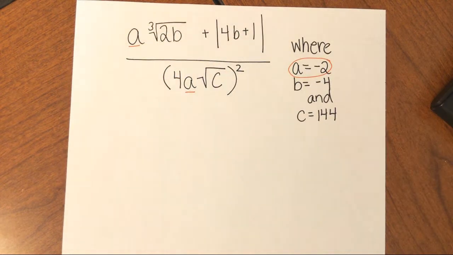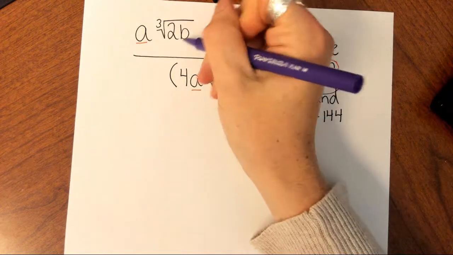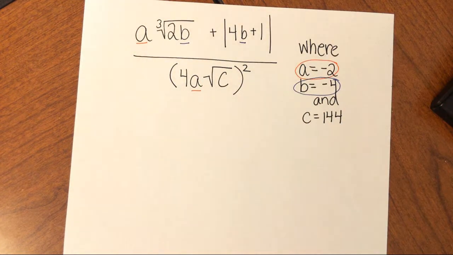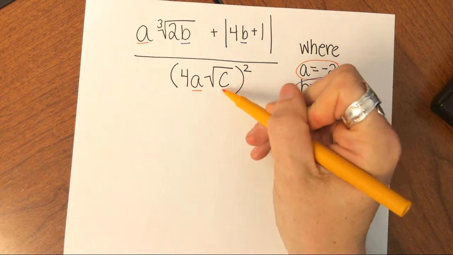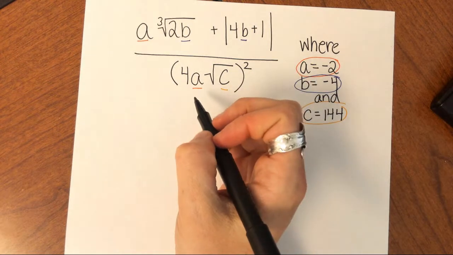to substitute in a -2. You'll also notice that B is -4, so that means we're going to substitute here -4, and that C is 144, so that means in just that one spot we're going to substitute in 144. So kind of important to keep in mind that we want to make sure that we put parentheses around numbers as we plug them into the expression.